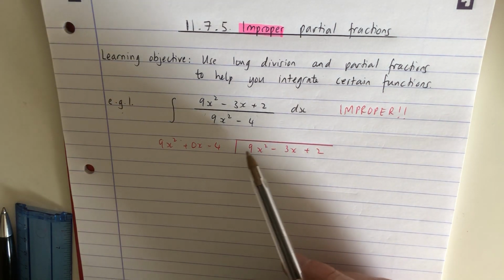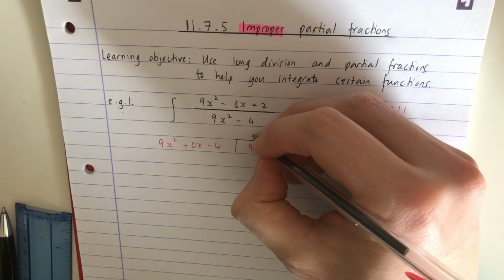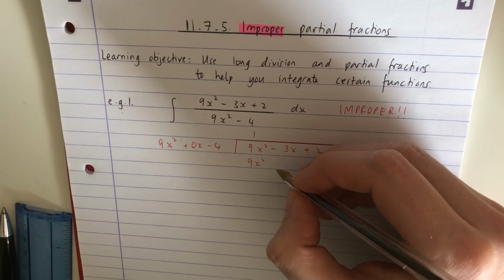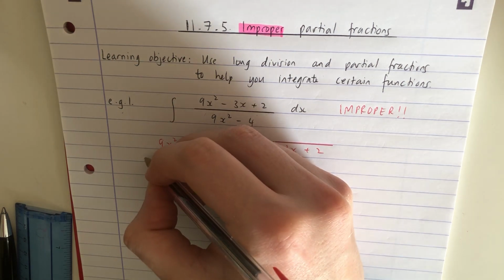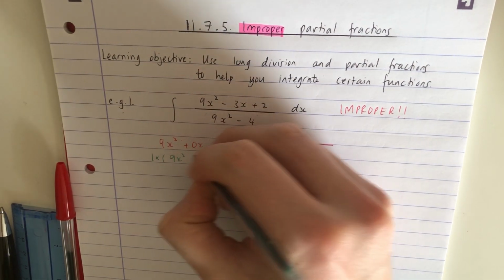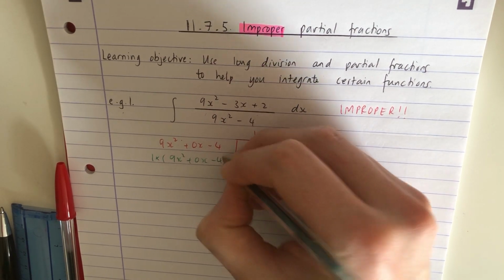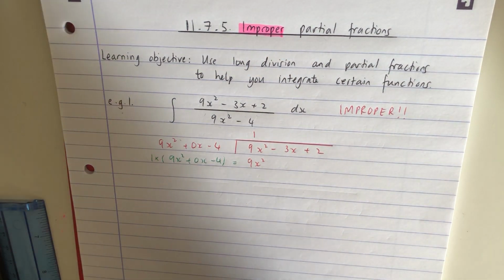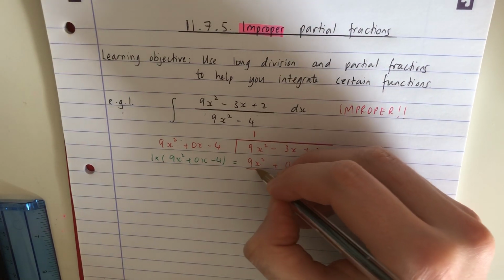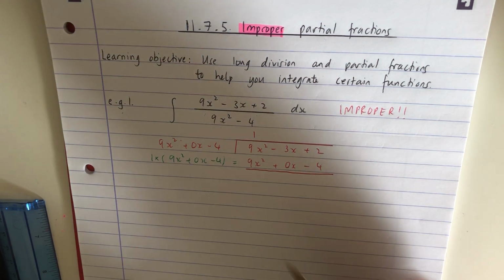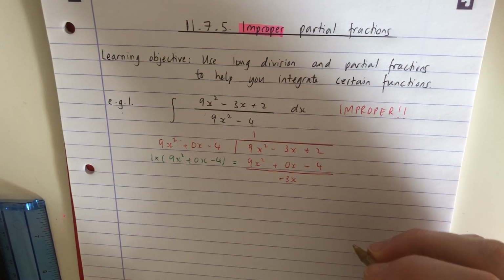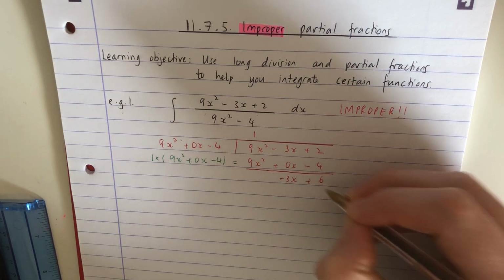So 9x squared needs to go into 9x squared, and it goes in once. 9x squared. Remember, this part is when you do 1 times 9x squared plus 0x subtract 4 gives you 9x squared plus 0x minus 4, and then you subtract that. First column disappears, and you're left with a remainder of minus 3x plus 6.